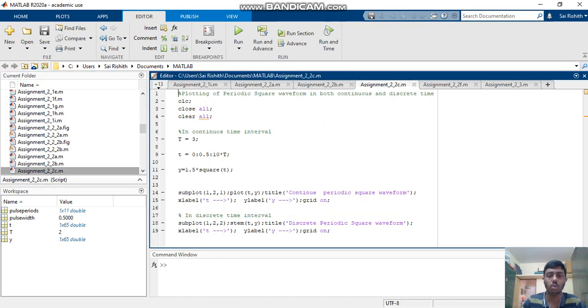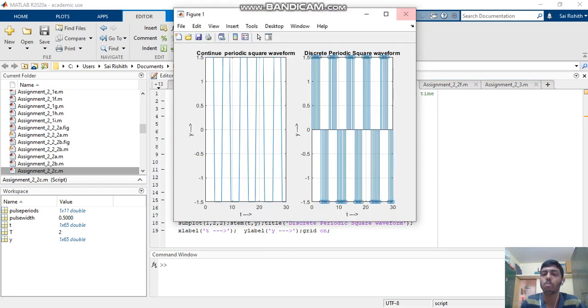Now coming to the square waveform, it is similar to the previous one, that is the rectangular pulse waveform, and here I'm using square, which does not have any width. Running this program, we'll get a square waveform. So here is a square waveform.